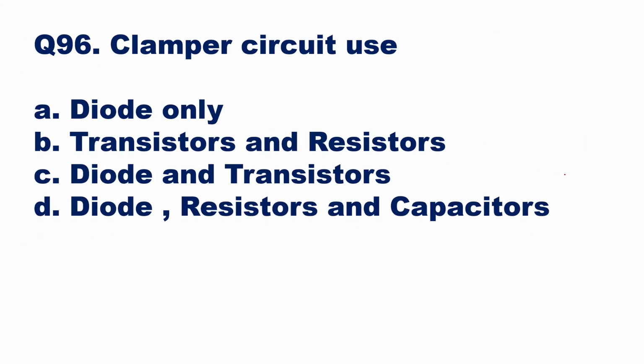Then question number 96. A clamper circuit uses: option A, diode only; option B, transistors and resistors; option C, diode and transistors; or option D, diode, resistors and capacitors.